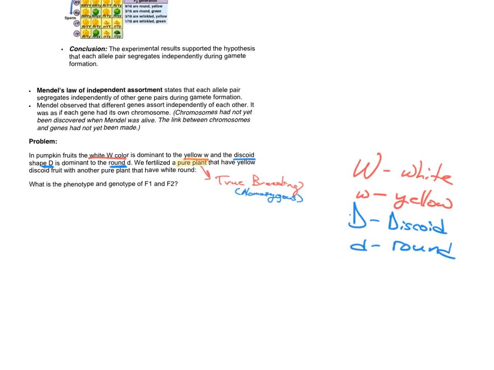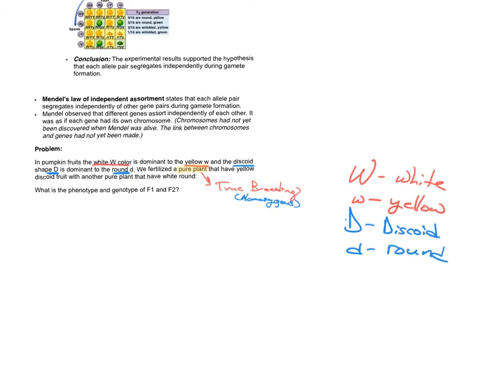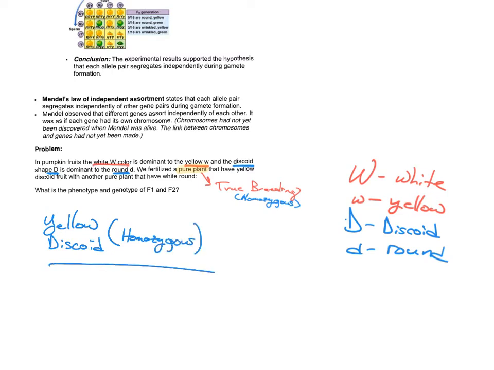That have yellow discoid fruit. What does that mean? True breeding, homozygous. What do you know about their genotype? So these are yellow discoid. And they're true breeding, which means they're what? Homozygous. What does that mean? What's their genotype? Quick. Somebody quickly tell me their genotype. Is it big or little? Little W.